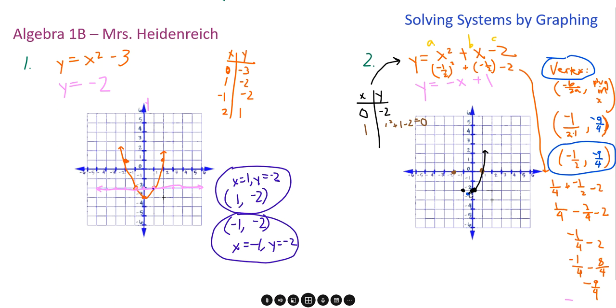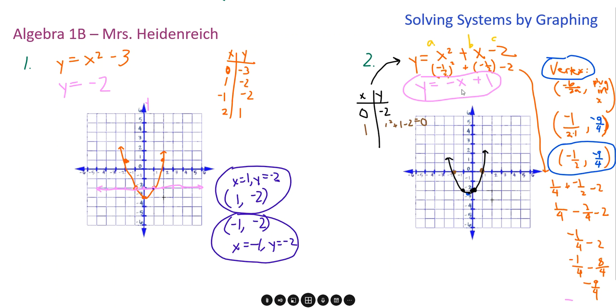So, okay, we got a parabola. Done with the hard one. Okay, let's graph the other one. Our lovely line. Most of these that you're going to graph in the lesson are going to be like this, where you've got a quadratic and a line.